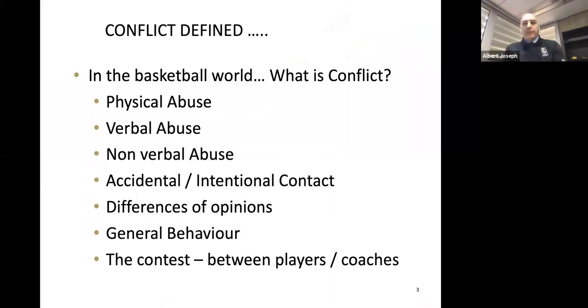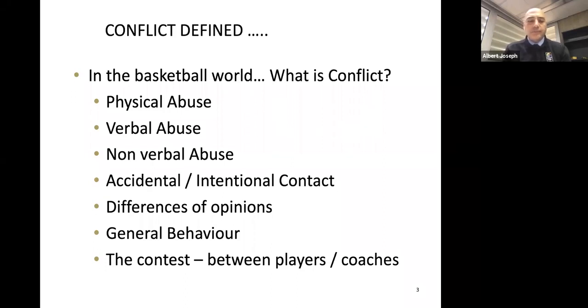All right, so what is conflict? In the basketball world, there are various types of conflict, and conflict is not necessarily always bad. In the main, we tend to think of it as bad, but there are all types of different conflicts. So we have physical abuse. We've seen that on the court before. We have verbal abuse. We have non-verbal abuse. We have accidental or intentional contact.